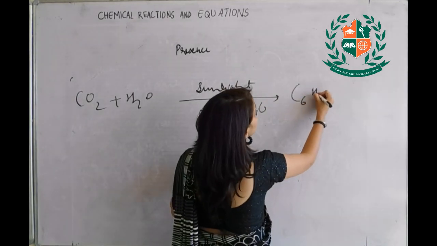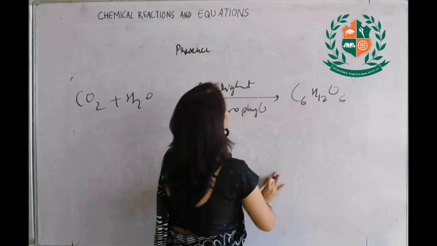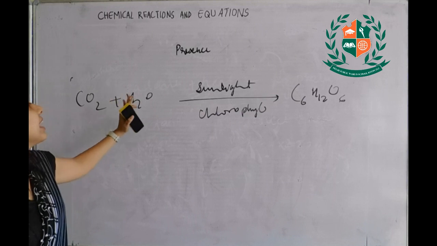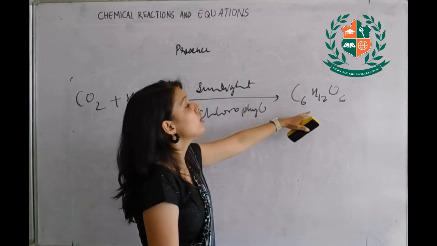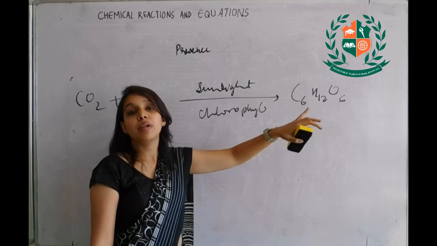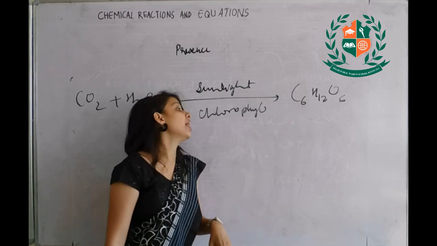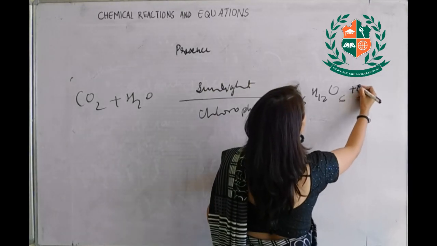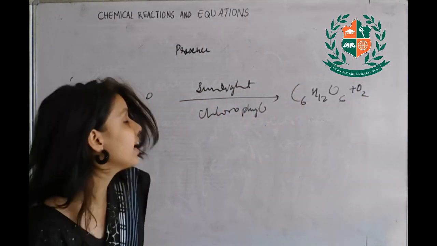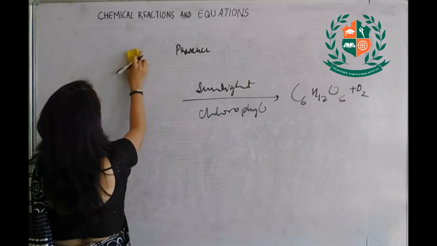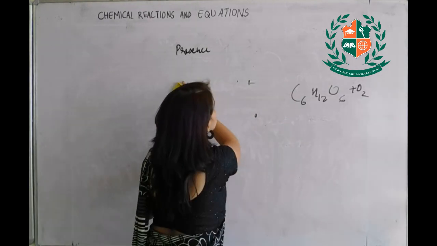And this is the photosynthesis reaction in which carbon dioxide reacts with water in presence of sunlight and chlorophyll to give glucose plus oxygen as byproduct. Now these were the types of reactions, how we write them and what would be the characteristics of chemical reactions.